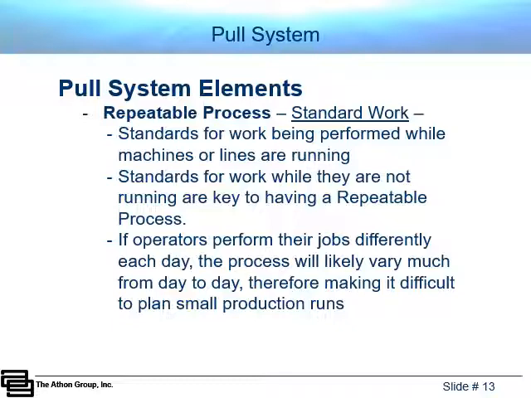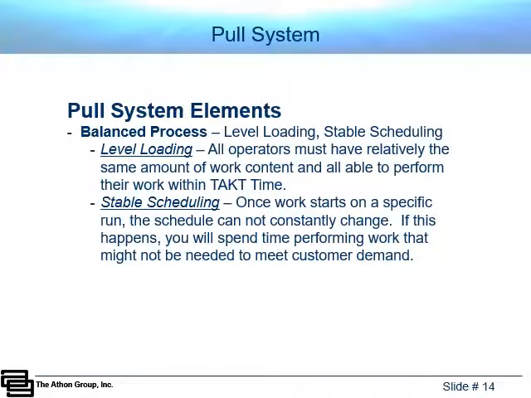If operators perform their jobs differently every day, the process is likely to vary day to day, making it very difficult to produce reliable products and difficult to plan small production runs. Again, balanced process, level loading. All operators have relatively the same amount of work, and we've got stable scheduling. That is, we're not constantly changing the schedule midstream. We don't issue the schedule and then change it on a daily basis based on some other reprioritization. We try to level load the demand coming from our customers into the factory, maybe even use a product wheel or some other mechanism.